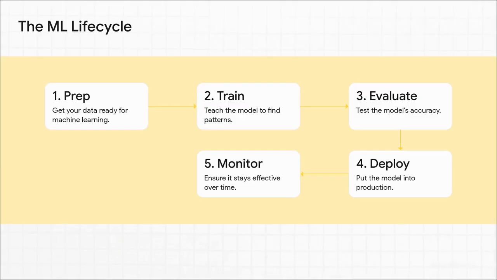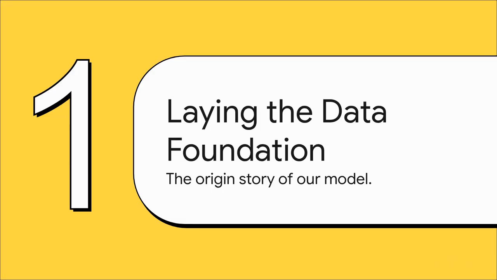Okay, so if you strip it all down, pretty much every successful machine learning project on the planet follows these 5 core stages. It's a universal pattern, kind of like a recipe, that takes you from preparing your ingredients, the data, all the way to monitoring the final dish. Let's get into it. First up, data.